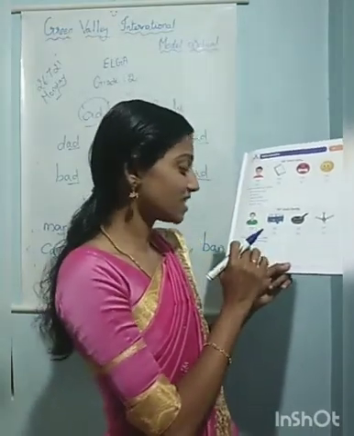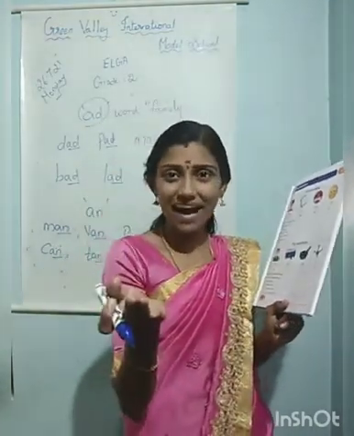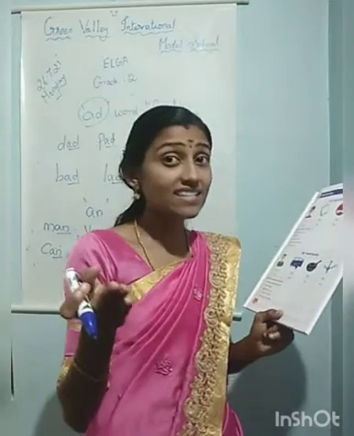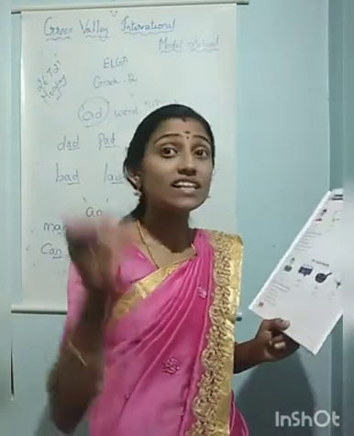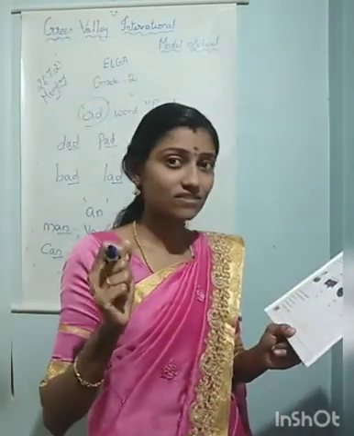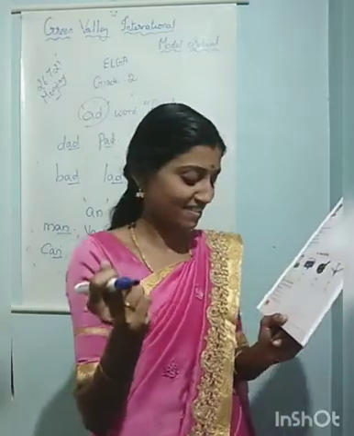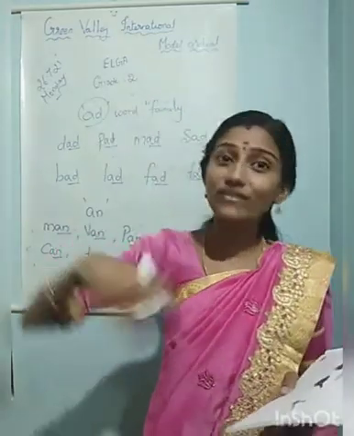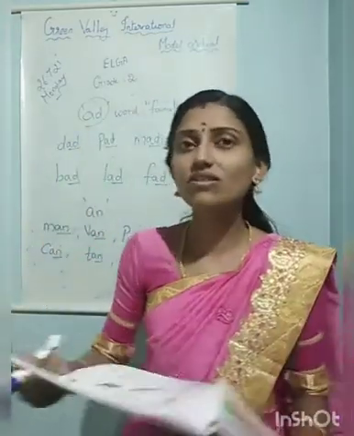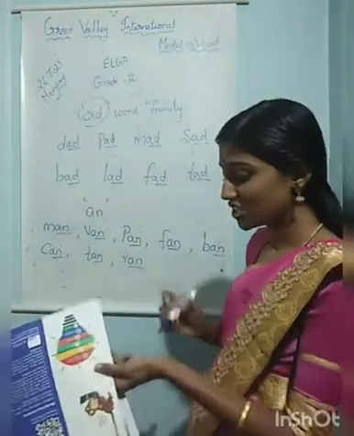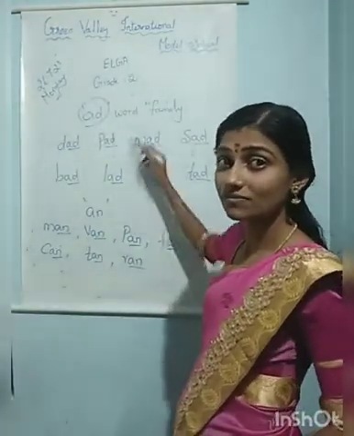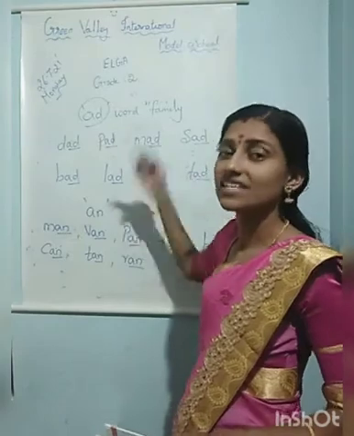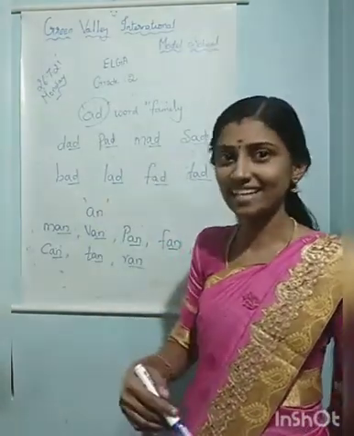So, the sentences are, can you see the man? I see a van. There is a can. She has a pan. The dog ran away. Okay. So these are some sentences. Shall we read it again? Say along with me. Together we can say.